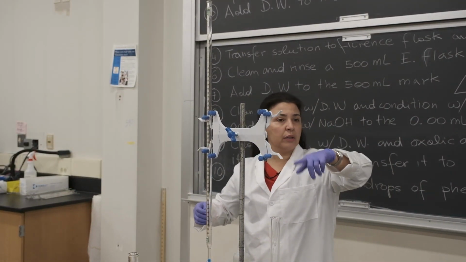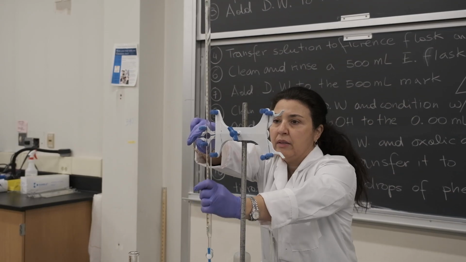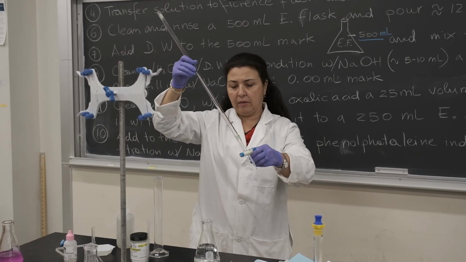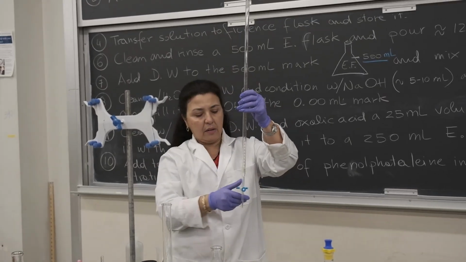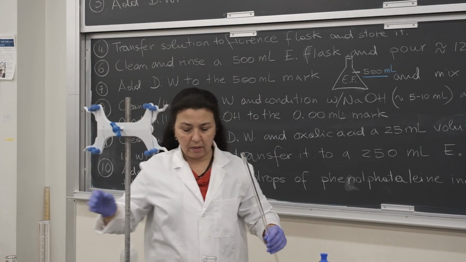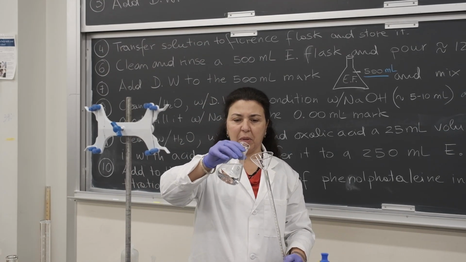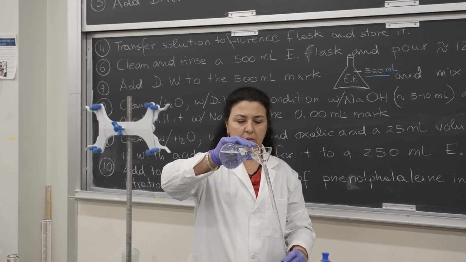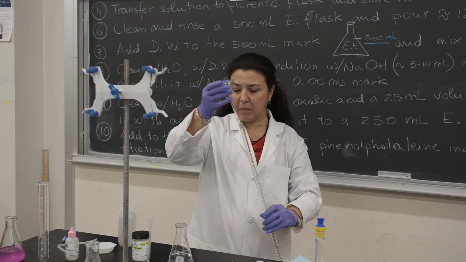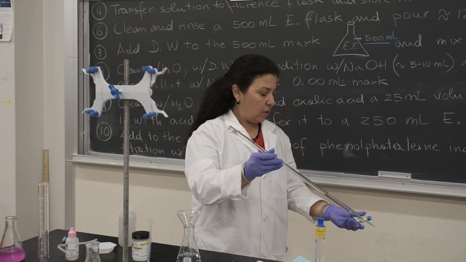First with water, then deionized water, then, and let me show you how to do it, you're going to condition the burette, so clean top and bottom, and then condition your burette with sodium hydroxide. Let's assume that this was my sodium hydroxide solution. So you add about 5-10 milliliters, whatever you want, and then let's assume that this is my waste. You go like this.